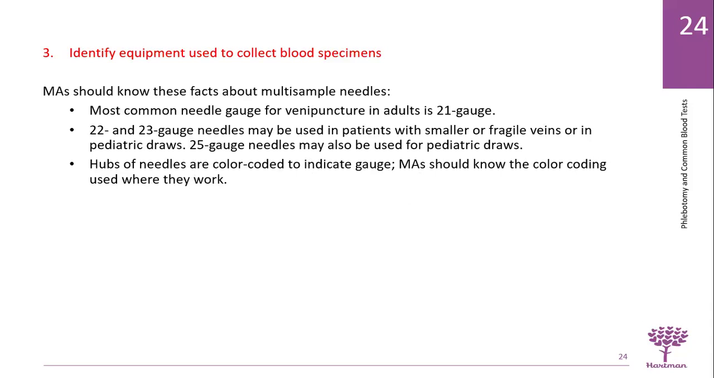So you want to make sure that you know that the most commonly used needle gauge size for venipunctures in adults is the 21 gauge. You need to know that. 22 to 23 gauge needles may be used in patients with smaller or fragile veins or in a pediatric draw. The 25 gauge needles may also be used for pediatric draws. And we're talking about those numbers, we're talking about the needle sizes. The hubs of needles are color coded to indicate the gauge. So you should know the color coding used where you work.